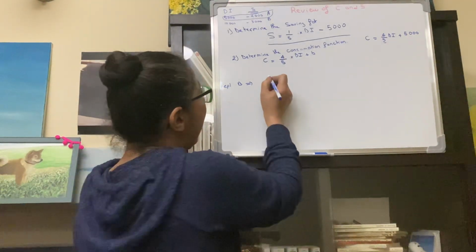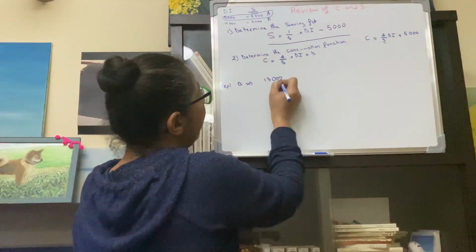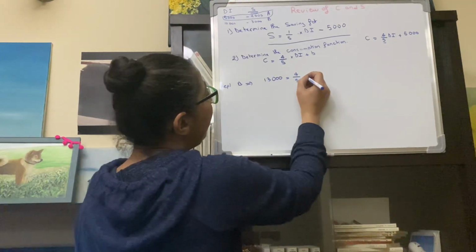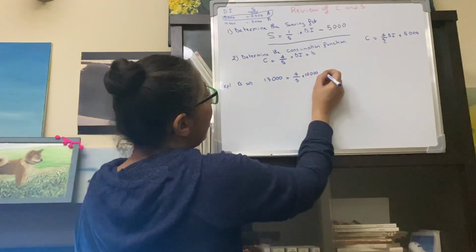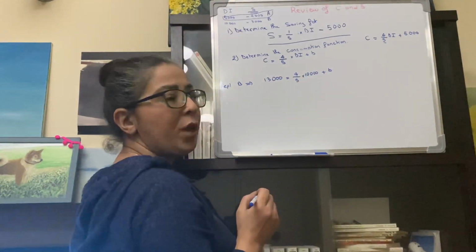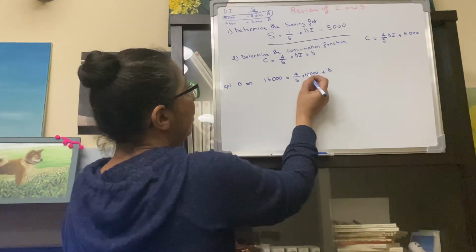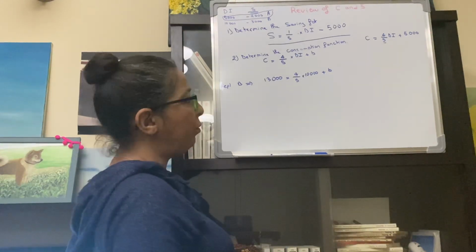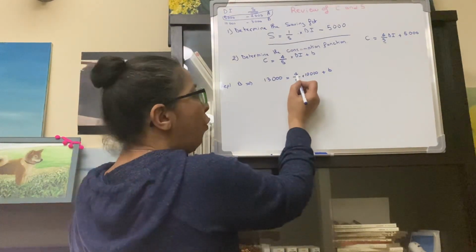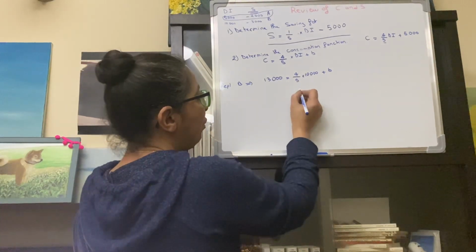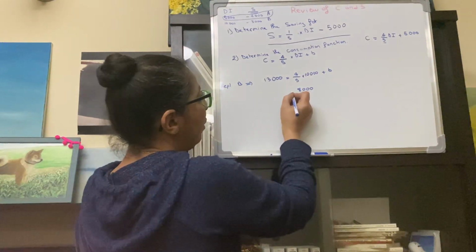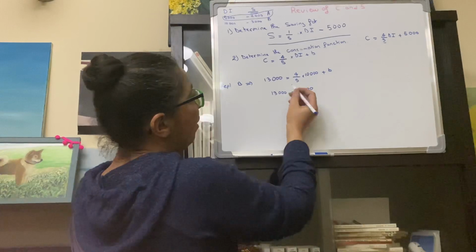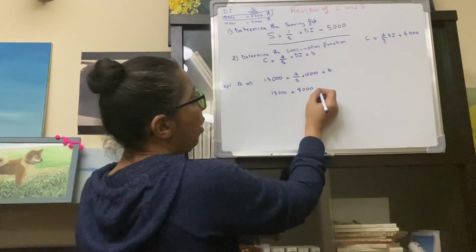So at point B, I had my consumption 13,000 equal to 4/5 times DI, which was 10,000, plus B. Okay? So 10/5, that's 2. So 10,000 over 5 would be 2,000. 2,000 times 4, that would be 8,000. So here I will have 8,000. I will write my 13,000 here. So 13,000 is equal to 8,000 plus B.